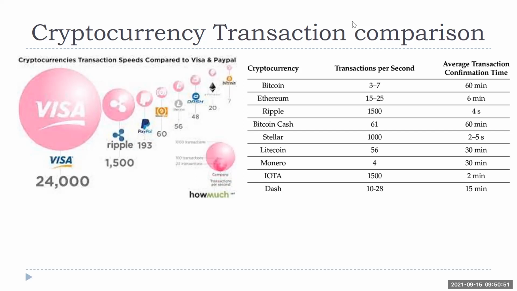Or 1 by like 12 times. So Visa is 12 or 13 times faster than the best cryptocurrency you have in terms of transaction speed. That is one of the loopholes, a big disadvantage of cryptocurrency: the transaction speed, as many people start adopting it.